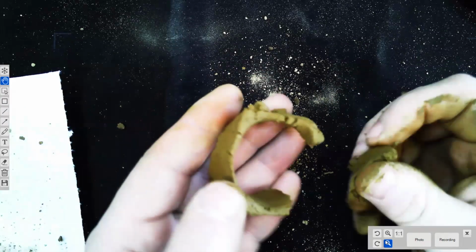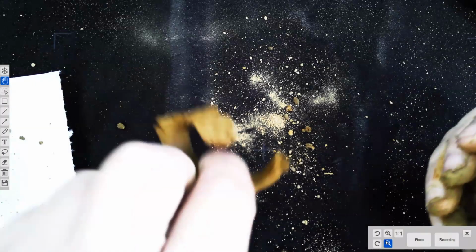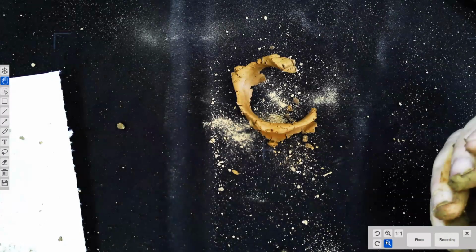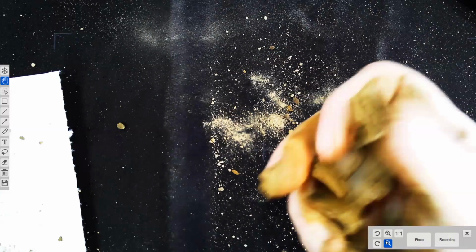But yeah, look at that. I mean, if you're worried about a ribbon, I can drop it. It still doesn't break. So there is a lot of clay content in here. It is holding together.